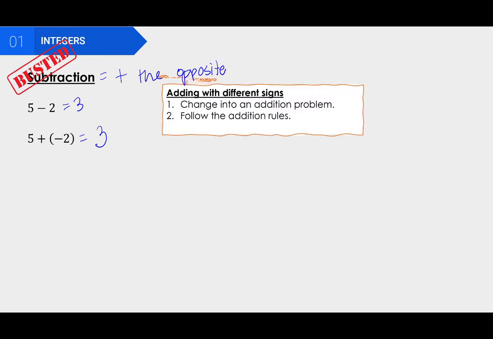Okay, so whenever we subtract, here's our process. Oh, I wrote on my process word. It's supposed to say subtraction. Whoops, that's not supposed to be there. Anyway, the rest is right. Change it to an addition problem. I told you subtraction was just adding in disguise. Change it to an addition problem, and then follow the addition rules from the last slide.